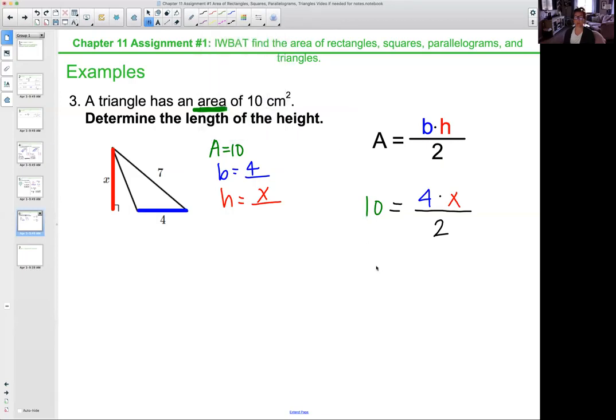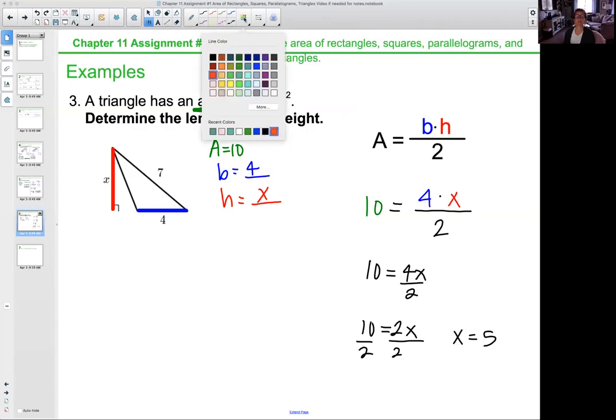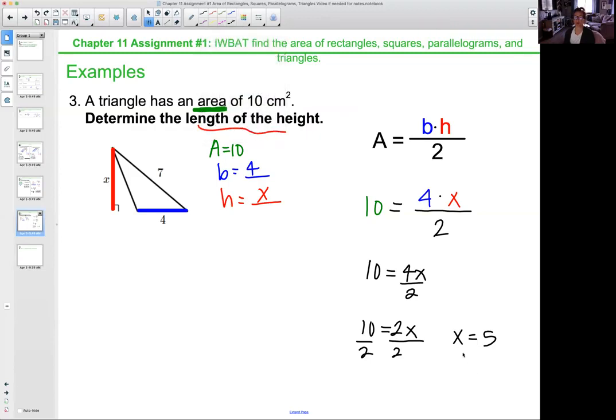Now we're going to start simplifying. So 10 equals 4x divided by 2. Well, 4x divided by 2 is just 2x. Then you can divide both sides by 2 and get that x equals 5. This problem said determine the length of the height. Well, x is the height, and when you answer it, you're going to want to use units, and in this case, the units are centimeters. So our height is going to be 5 centimeters for our final answer.